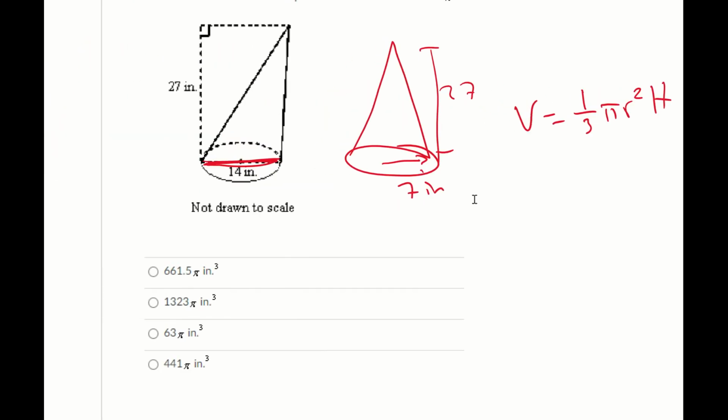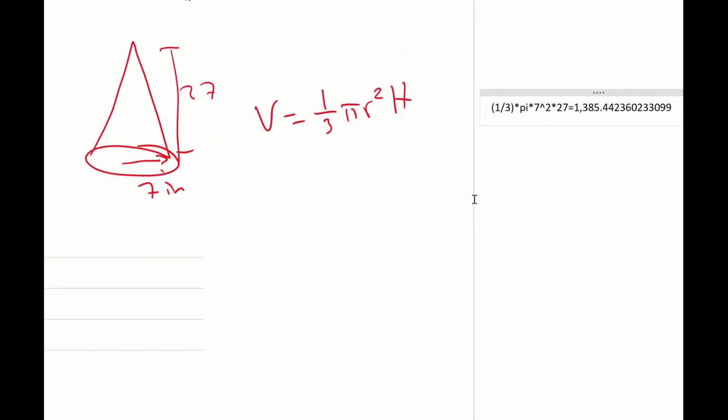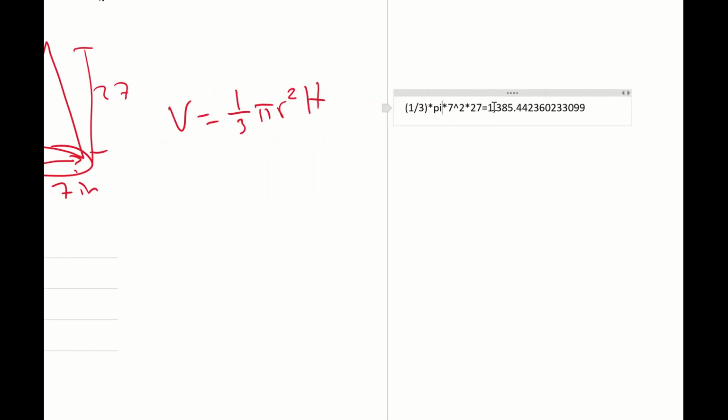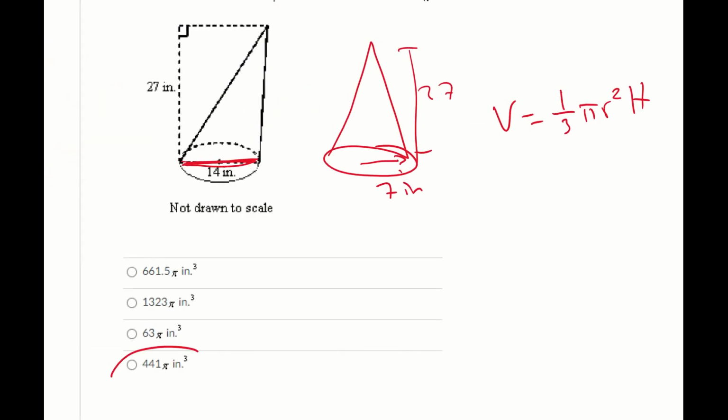And we got 1385. Oh, and they have it in terms of pi, so we've got to do it in terms of pi. So let's just ignore the pi. And so that's going to be 441 pi. There you go.